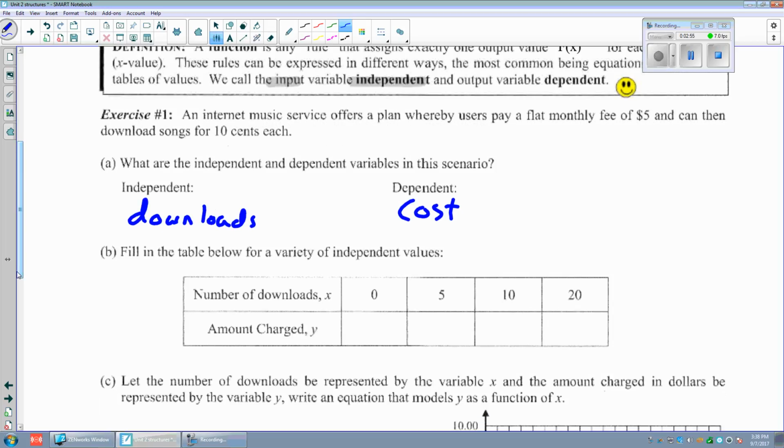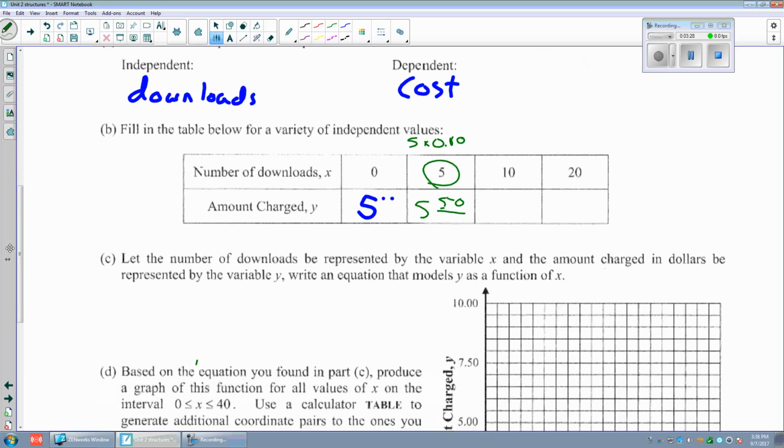Fill in the table below for a variety of independent values. If I don't do anything this month because I'm on vacation in Hawaii and I don't want to listen to music, I just want to listen to the soft lapping sounds of the waves, I am going to pay not nothing, I'm going to pay $5. If I do download five songs, it's five times 10 cents, so it is $5.50. If I decide to download 10 songs, it's going to be $6. And if I decide to download 20 songs, it's going to be $7.